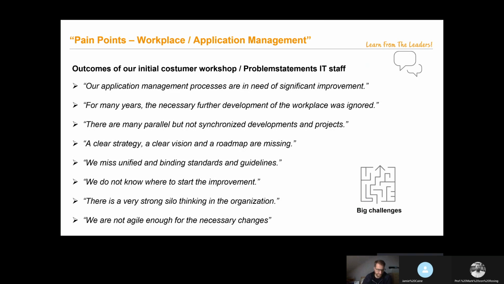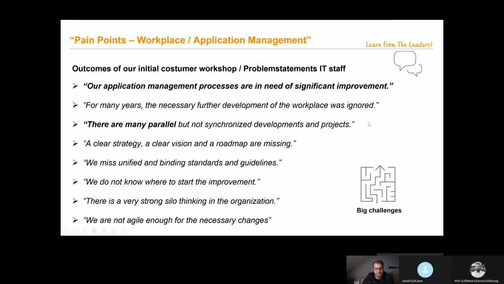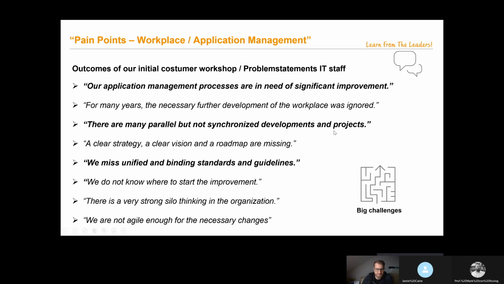So one major problem statement was that our application management processes are in need of significant improvement. It's a big issue, what we saw last week. Another one to highlight is there are many parallel but not synchronized developments and projects within your organization. Yes. And another one is we miss unified and binding standards and guidelines. Yes. And to highlight another one is we don't know where to start the improvement.